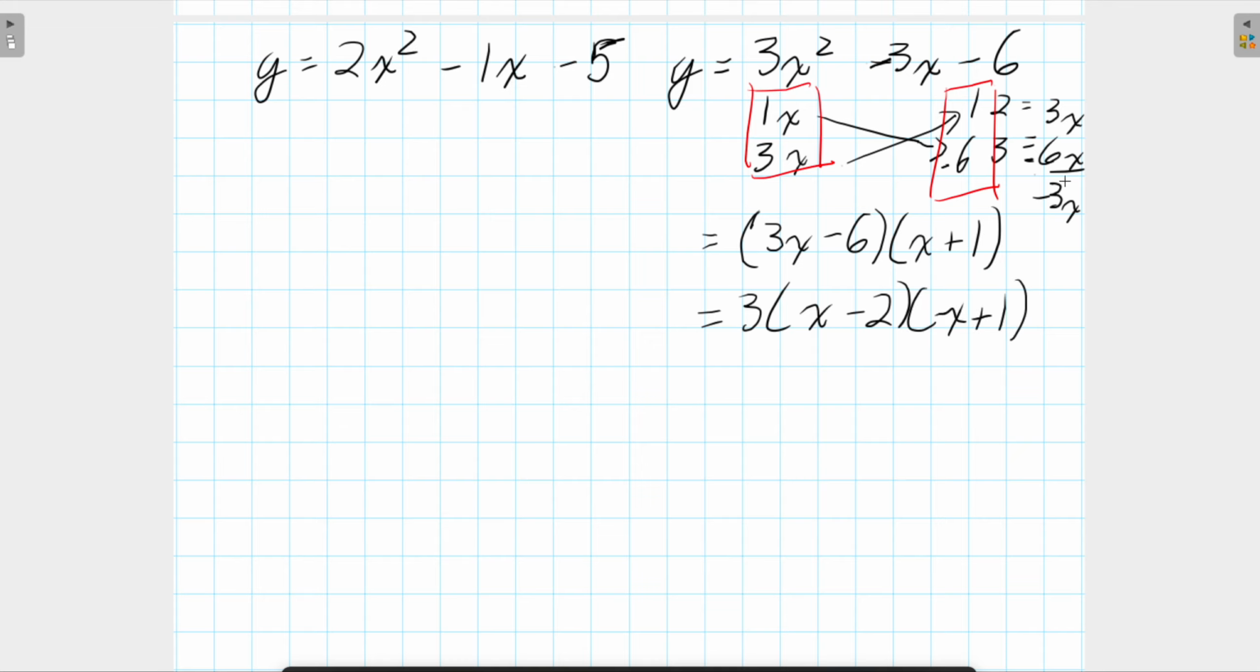Okay, so look at that. Hey, I could have factored the original one. I didn't have to do that ridiculous quadratic formula.